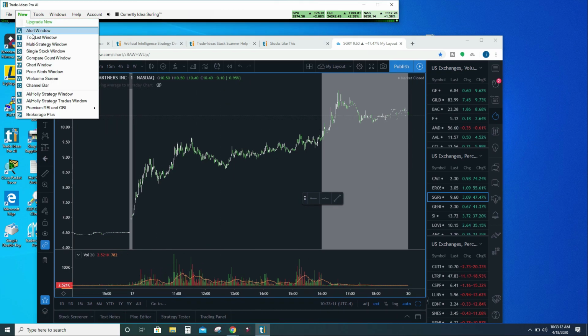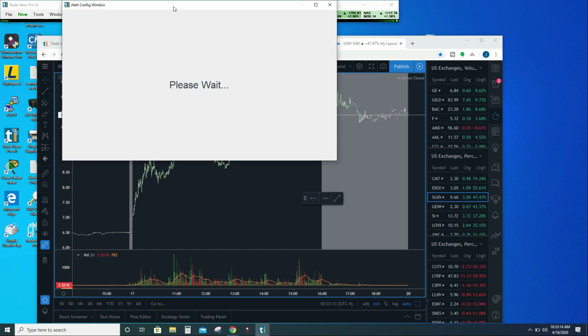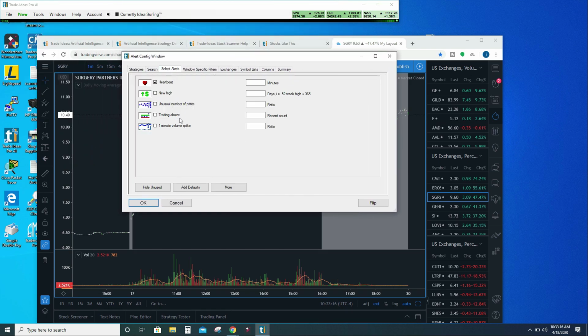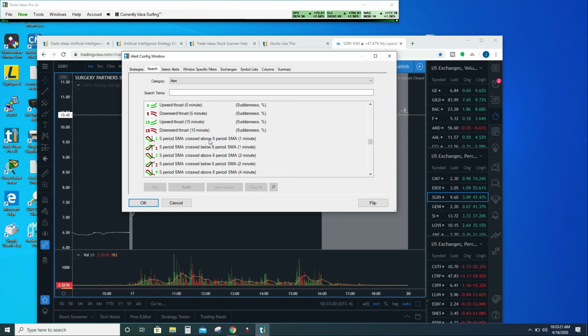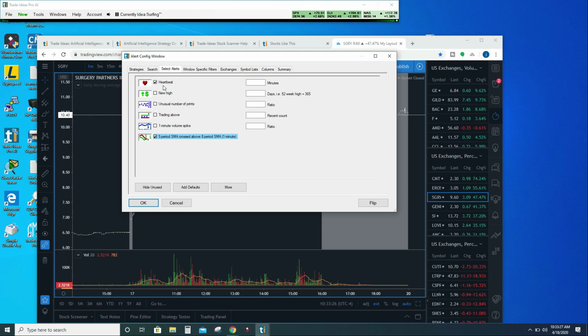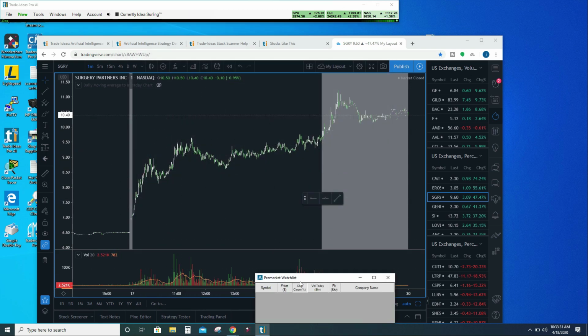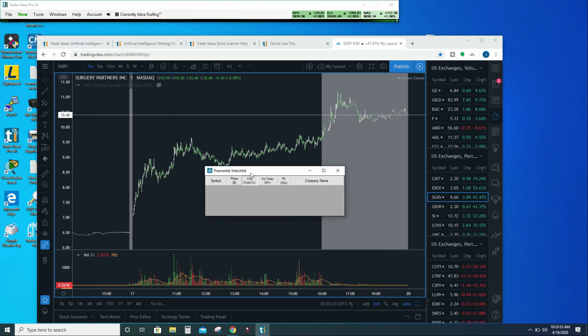Let me add one more alert window. Let's say you want to do a moving average cross filter. Let's go, the 5-period SMA crosses above the 8-period SMA. So we'll hit alert, and I'm not going to go into the features or anything. We'll click OK. I didn't change the name, so this says pre-market watch list, but that's okay.